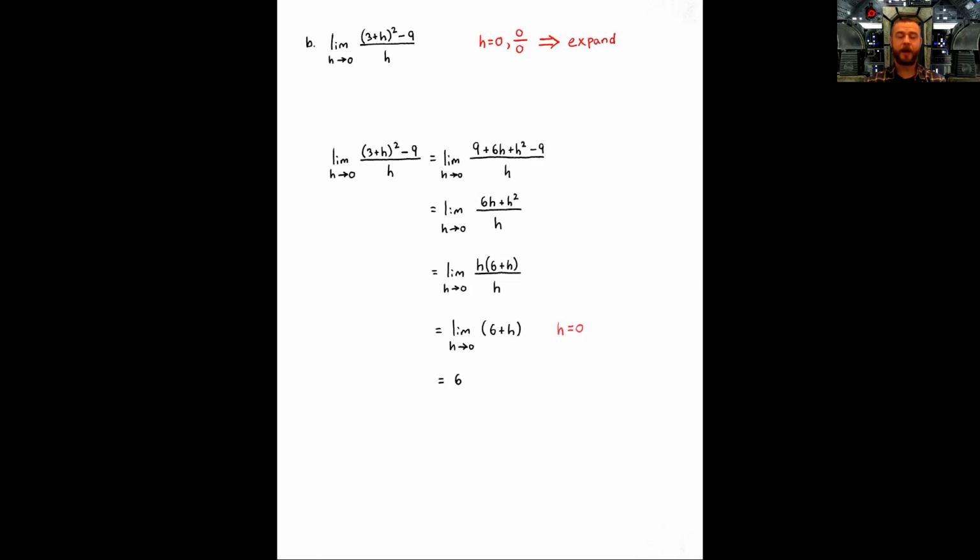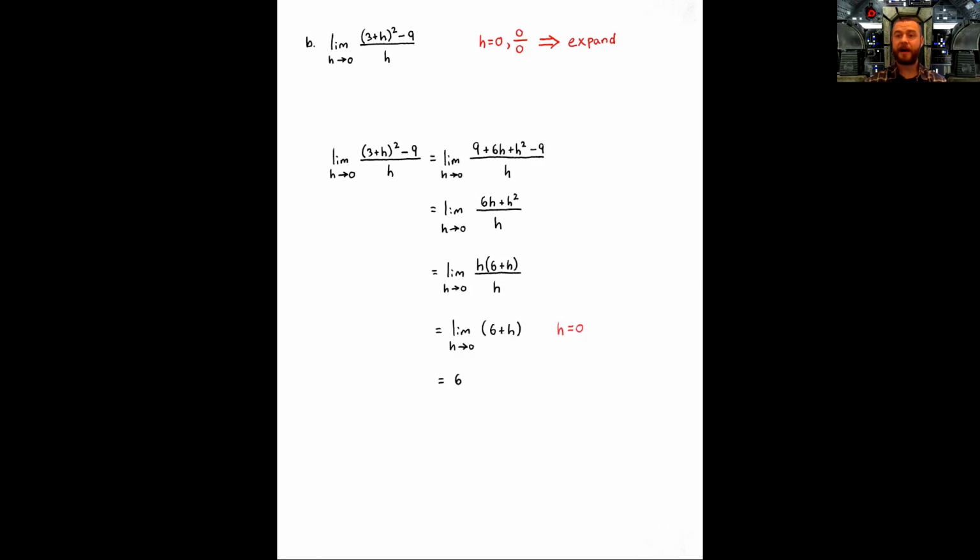All right, so let's approach the problem. If we plug in h equals 0, we do get 0 over 0. That will point us to trying an algebraic trick. And here, the only real relevant trick, take a look at that. You have 3 plus h squared in the numerator. That's tempting you to FOIL or multiply that out or expand. If we first expand 3 plus h squared, you'll get 9. The outers and inners combine to 6h, and then you have plus h squared.